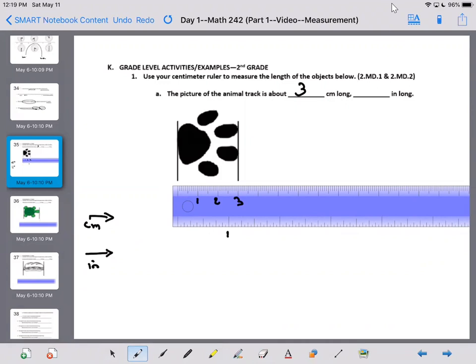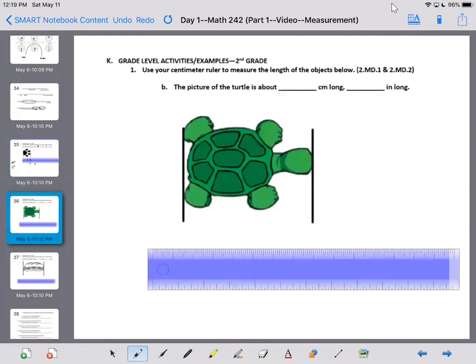and here would be our 2 inches, and this would be halfway. So what we're seeing is it's closer to 1 inch. We could say it's a little bit more than an inch, or we could say it's about 1 inch, a little bit larger. So we can use that estimation lingo when we're talking with the kids. The next one, when we look at the picture of the turtle.